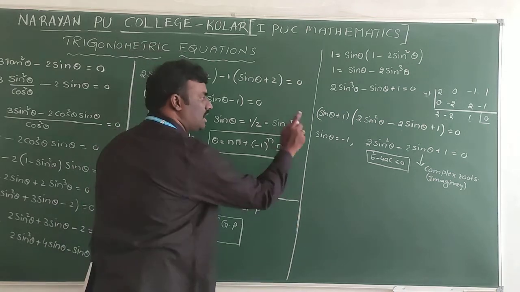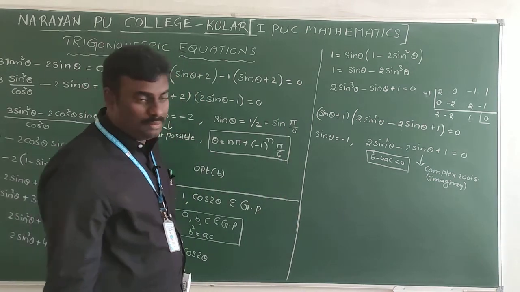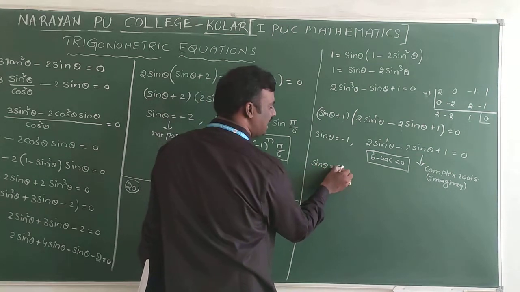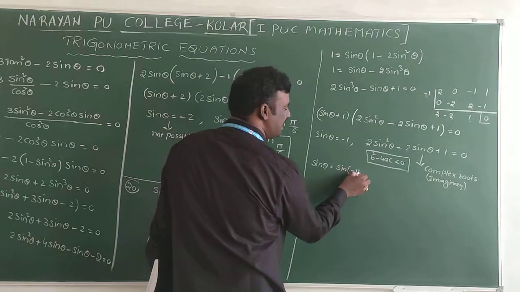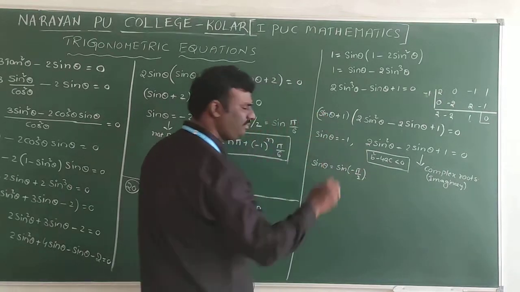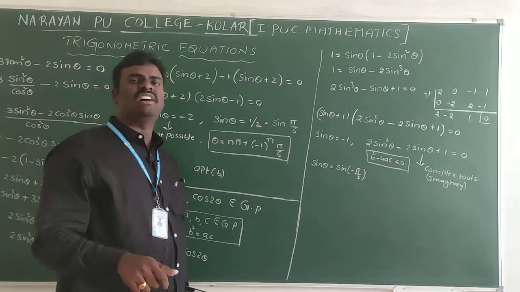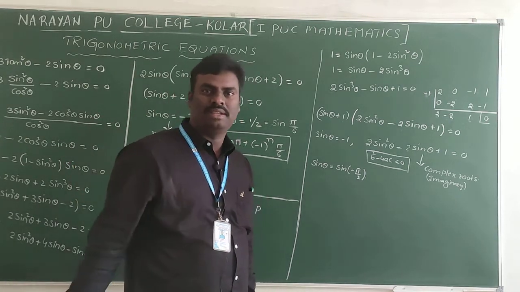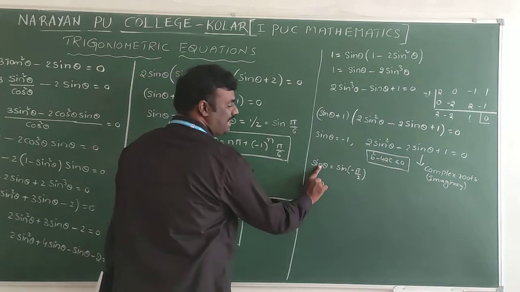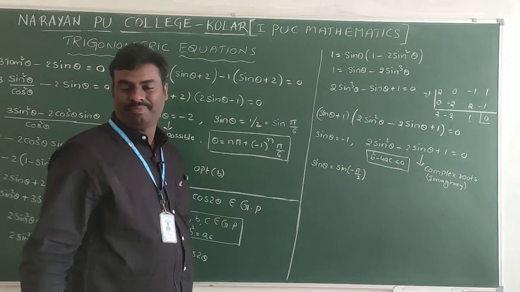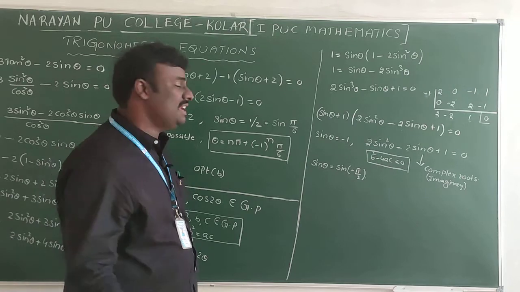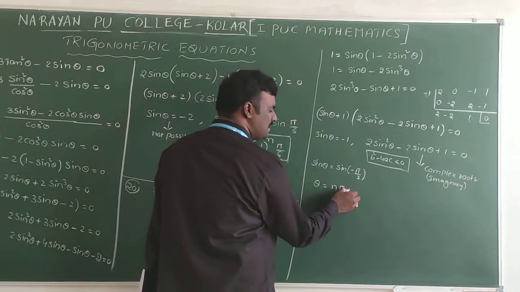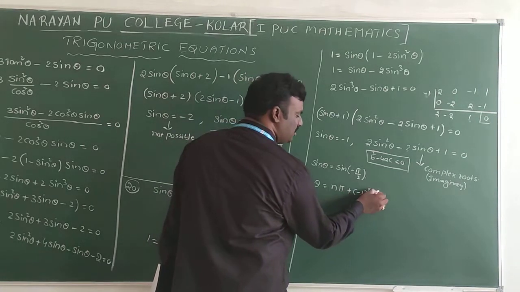Now, the first condition: sin theta equals minus 1. This minus 1, I can write as sin of minus 90. Sin of plus 90 is 1, sin of minus 90 is minus 1. This is the formula: if sin x is equal to sin y, the general solution is x equals n pi plus minus 1 power n into y.